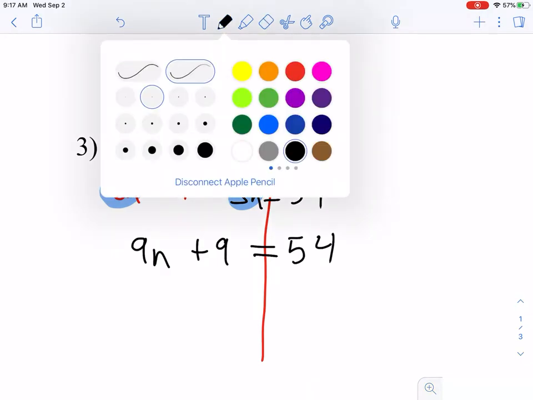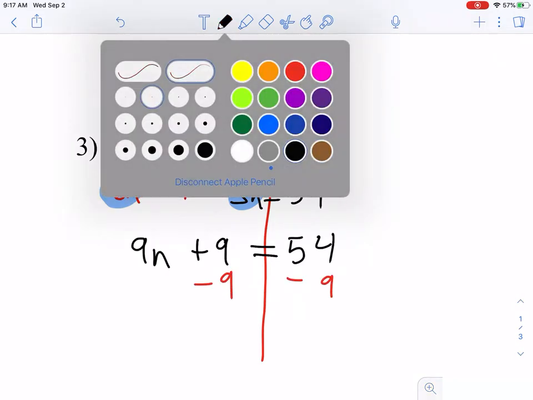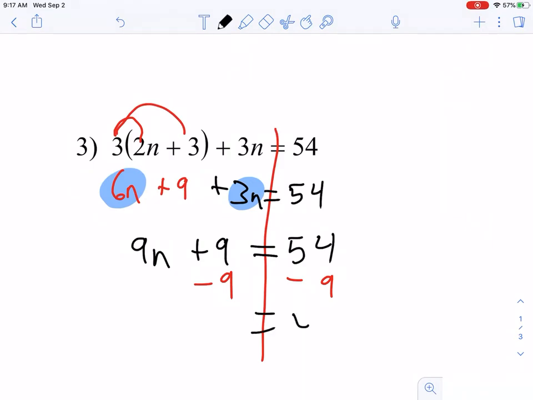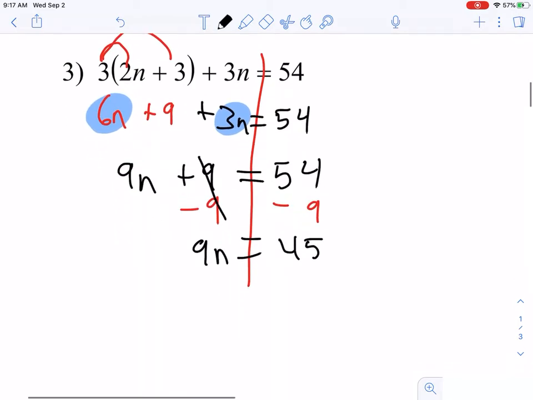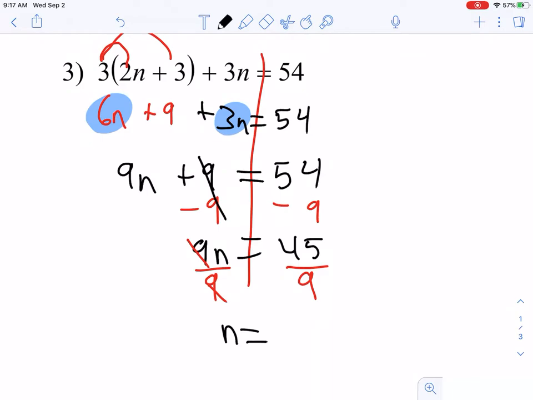Now we have a two-step equation, just like we worked on in numbers 1 and 2. I will subtract 9 from both sides to get 45, and these cancel out. 9n I rewrite, and then I divide 9 to both sides to get rid of this, to leave n by itself, and 45 divided by 9 is 5, so n equals 5.